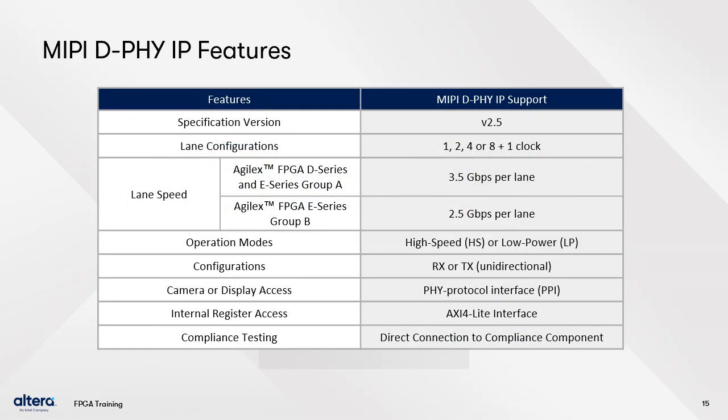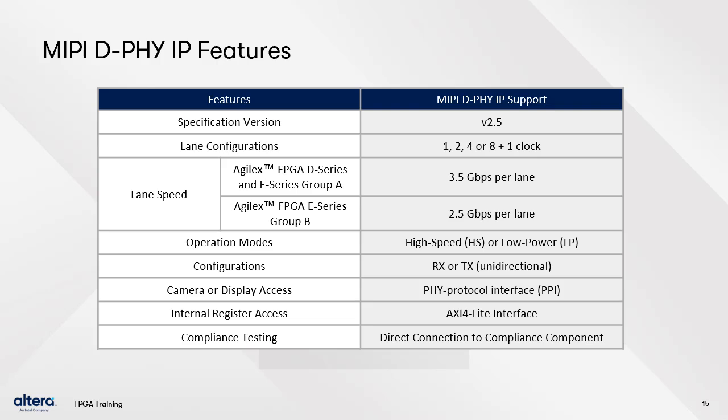This table lists some features of the MIPI D-PHY IP. The IP supports version 2.5 of the D-PHY spec. It supports 1, 2, 4, or 8 lanes and speeds of 3.5 gigabits per second per lane for Agilex D series and Agilex E series Group A. Lane speeds of 2.5 gigabits per second per lane are supported in Agilex E-Series Group B. All lane configurations require an additional lane for the clock. You can operate the IP in high-speed or low-power modes.